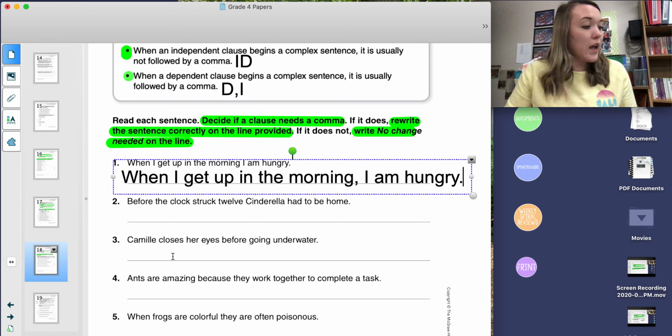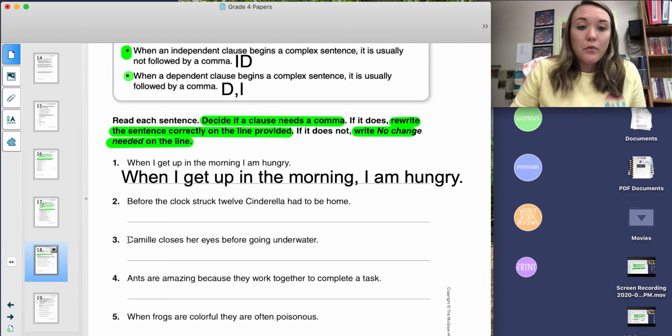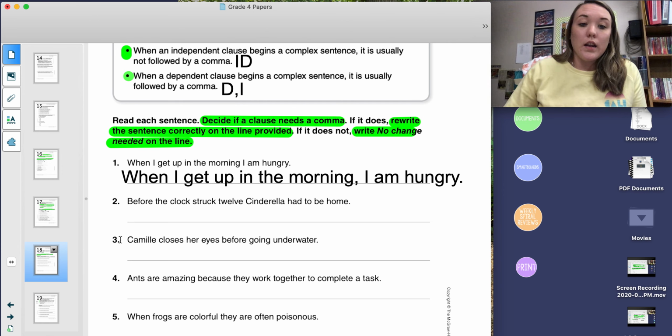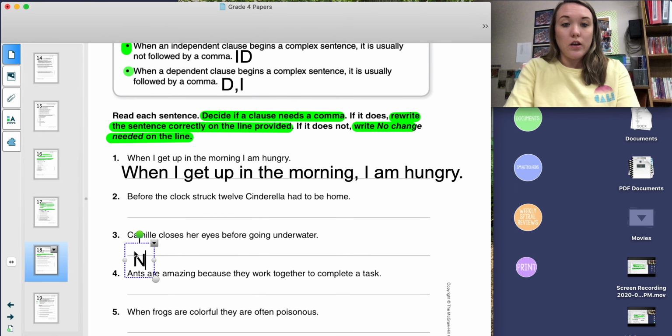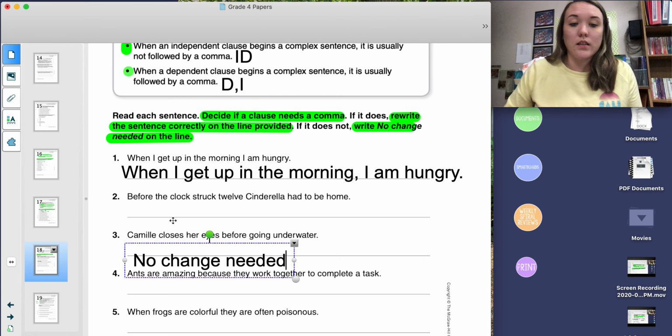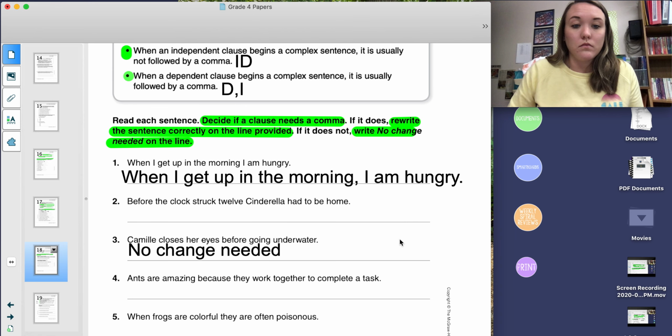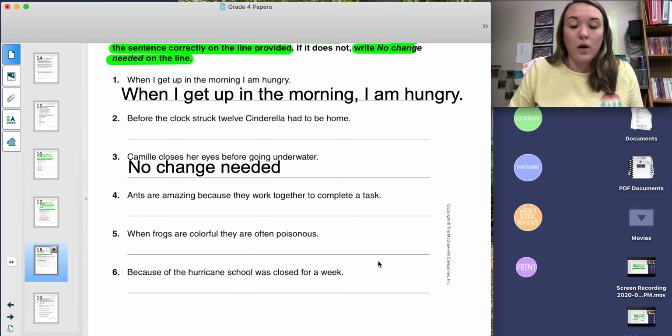Let's also take a look at number 3. Number 3 says, Camille closes her eyes before going underwater. I notice that my sentence starts with Camille. Therefore, it is not dependent because my subordinating conjunction comes later in the sentence with the word before. For this one, I'm going to write no change needed because this is an ID sentence, so no comma is needed. You will need to go back to number 2 and then complete 4 through 6 as well.